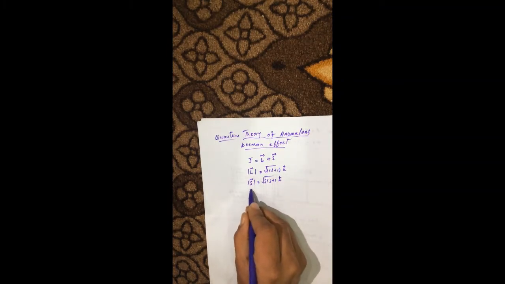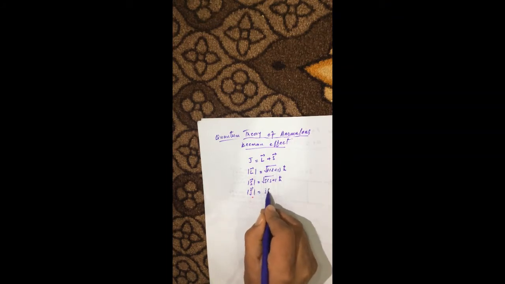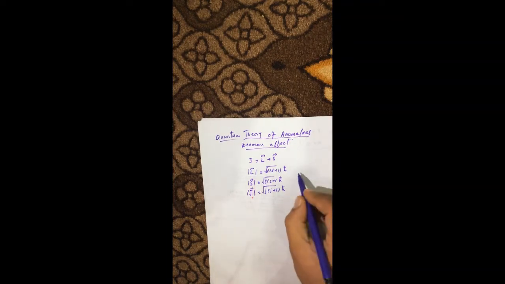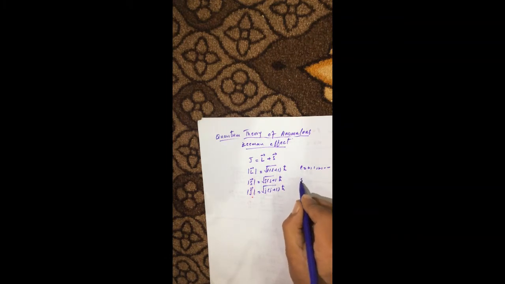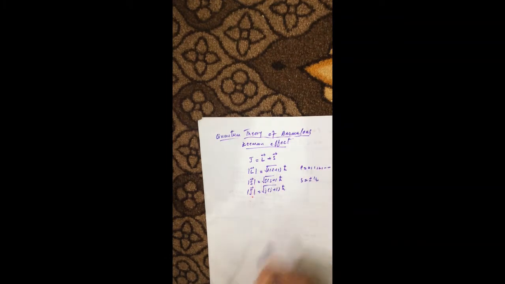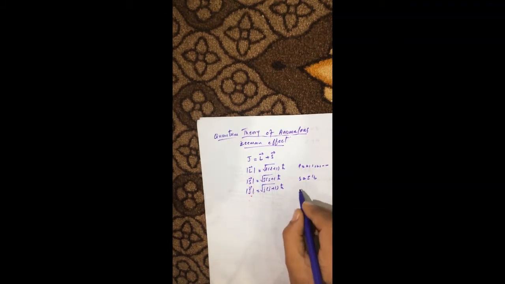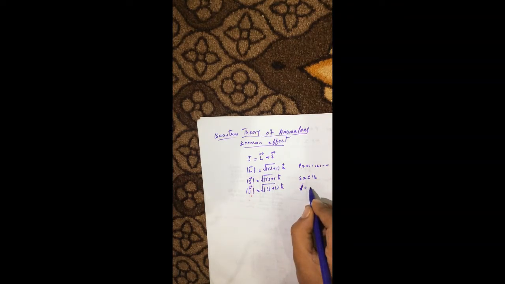And the magnitude of total angular momentum is √(J(J+1)) ħ, where L is the orbital quantum number and L values start from 0, 1, 2 and so on. S is the spin quantum number and its value is either plus or minus 1/2. And J is the total quantum number and its values are from L plus or minus S.